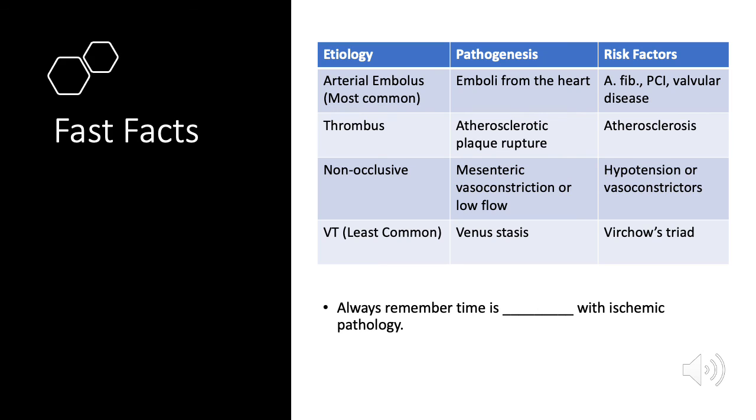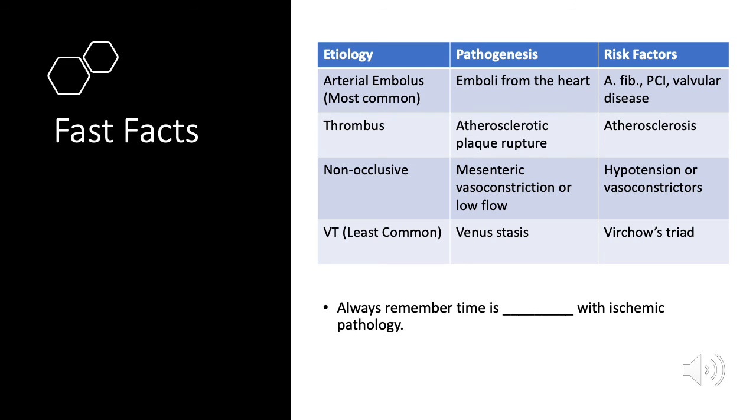The least common etiology is venous thrombosis, where these patients have relative venous stasis caused by any number of states, most likely in Virchow's triad. So you're thinking about hypercoagulable states, inflammatory states, but also things like trauma and polycythemia vera.